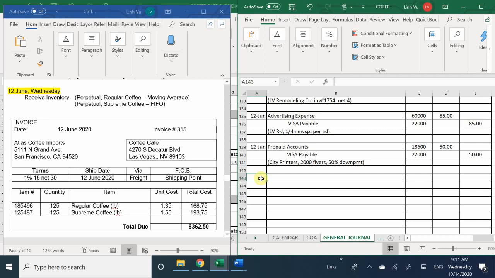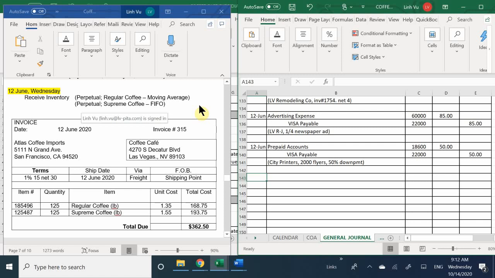Operating? Not operating. Let's look at the very top part again. So what do we know about each coffee that we bought? Moving average and FIFO? So what does that tell us? First in, first out.